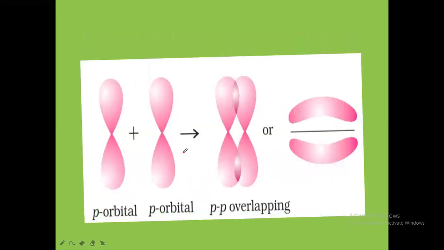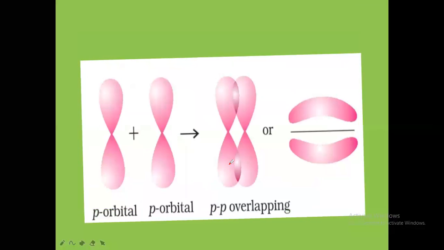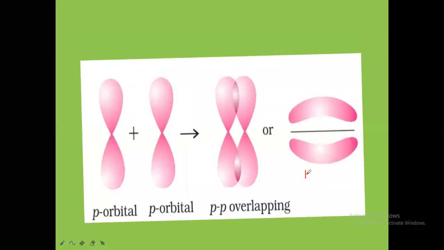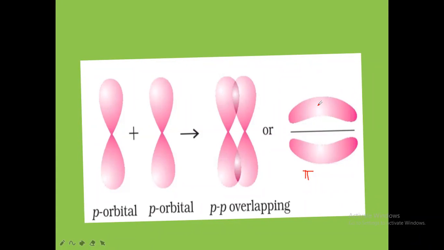And it is also PP overlap, but in this case both p orbitals are parallel to each other. So this is PP overlap, that is parallel overlapping, lateral overlapping. It will form a pi bond here. So how many electron clouds will this pi bond have? Each pi bond will have two electron clouds: one electron cloud above the internuclear axis, one electron cloud below it. That means the electron cloud of the pi bond is oriented above the plane and below the plane.